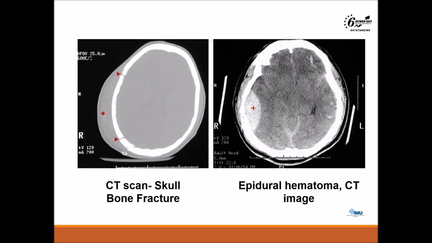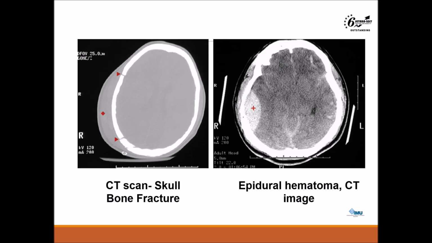Here are two images of CT scans. On the left is the CT scan of a skull bone fracture, and you can appreciate the fracture indicated by the red arrows. There are two fracture lines. In the CT scan, the skull bone is bright whitish in color because of the calcium components, and the diamond red icon indicates there is a scalp hematoma. There is swelling around the fracture lines because of the injury, so there is soft tissue swelling like scalp hematoma and bruises.